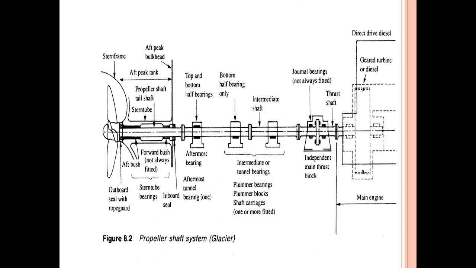Now the question comes to our mind: how is this propeller generating thrust? When we are rotating the propeller by the main engine, as we know by Newton's law, every action has an equal and opposite reaction. So when the propeller blade is cutting the water, the momentum which is being generated has an equal and opposite reaction, which is generating a thrust. This thrust is being absorbed and transmitted to the thrust block, which is ultimately transmitted to the ship structure, moving the ship in the ahead direction.